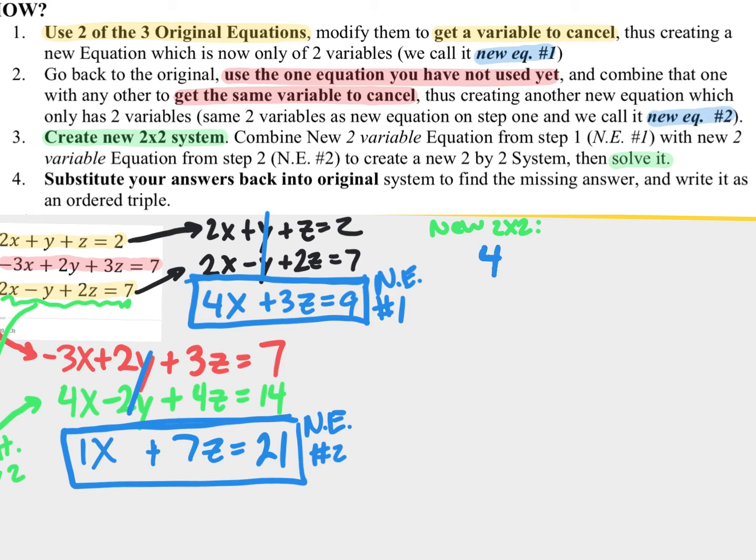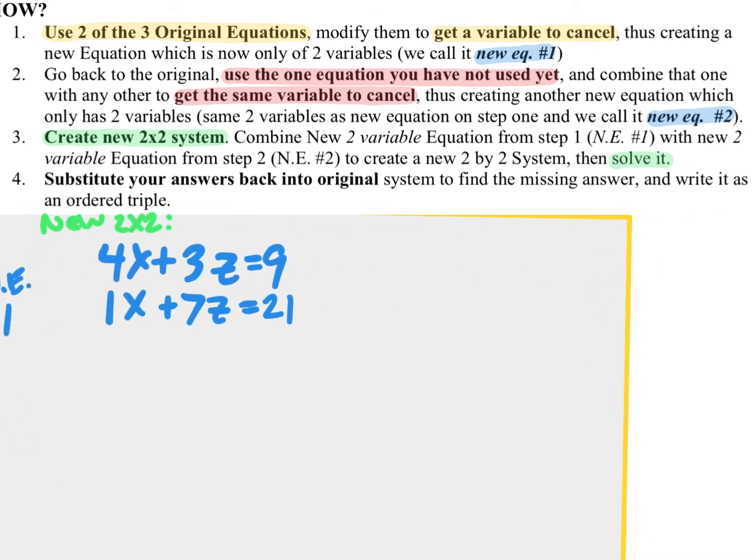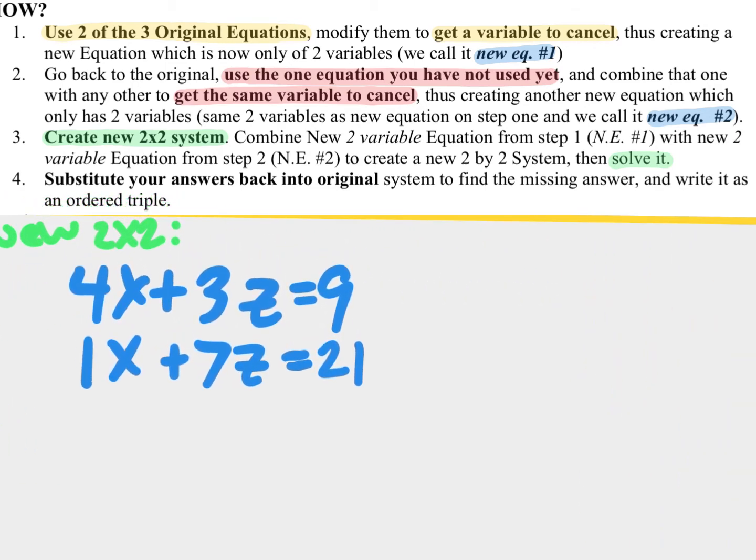It's 4x plus 3z equals 9. It's 1x plus 7z equals 21. And this is it, my new 2x2 system. I got it from here and from here, just rewrote them. And now I could focus in on that 2x2 and pretend it's what we did last week, because it is.